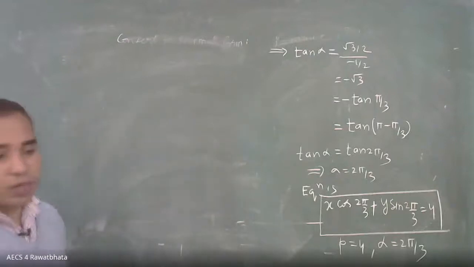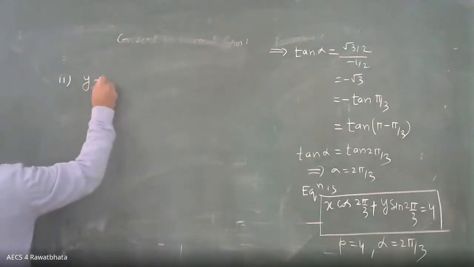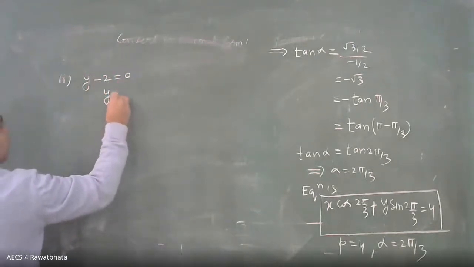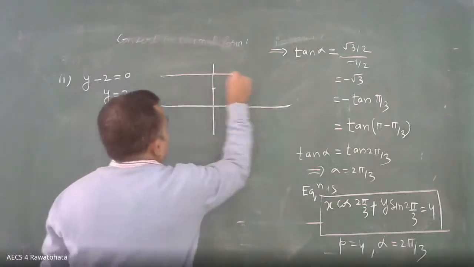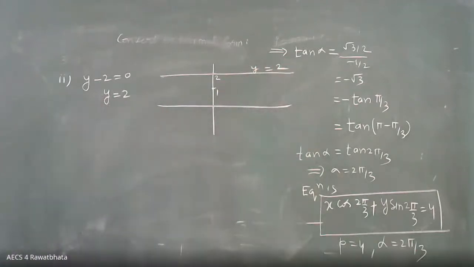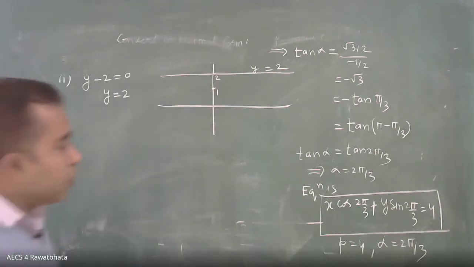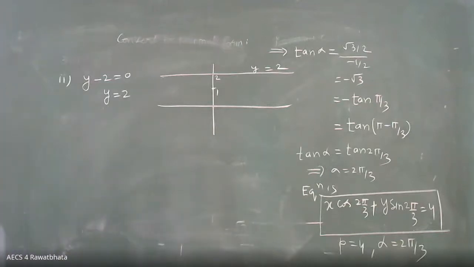How to convert in normal form? y minus 2 equal to 0. इसका ग्राफ मैं ड्रॉ करता हूँ. Yes, any suggestion? This is y equal to 2. I want this form, x cos alpha plus y sin alpha equal to p. Any suggestion, students? What should be the normal form? Can someone tell p and alpha from the graph?